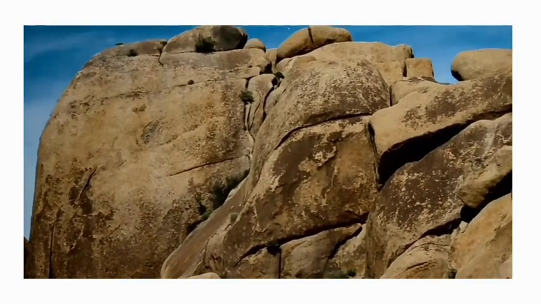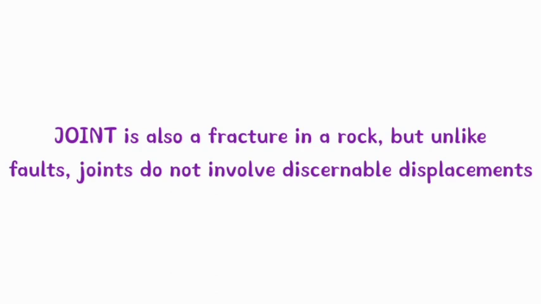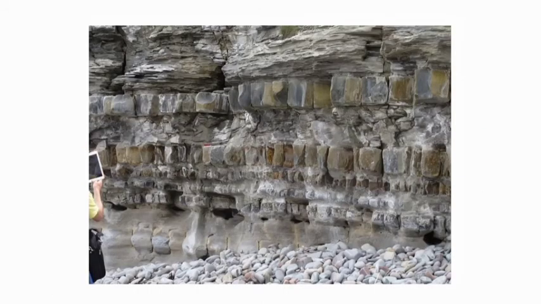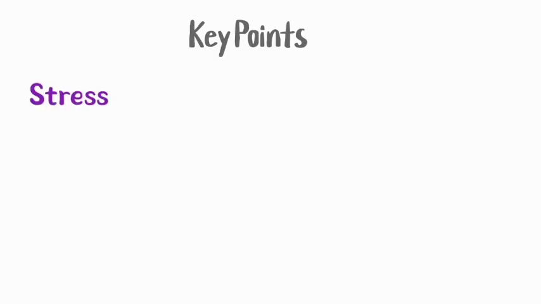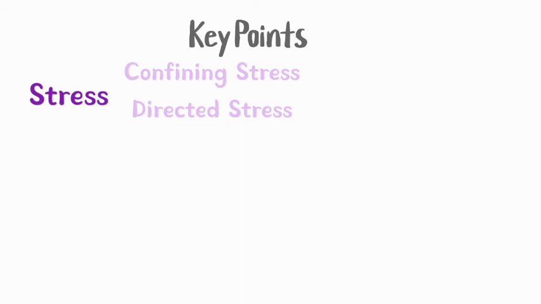Furthermore, there are also different fractures in rocks. Joint is also a fracture in a rock, but unlike faults, joints do not involve discernible displacements. One of its examples is the Jurassic limestone layer, which is found in southwestern England. Now, let us go back and review the very important key points about this topic. Stress is a force exerted on an object, in this case, a rock. The different types of stress include confining stress and directed stress, which is further subdivided into tensional, compressional, and shear stress.